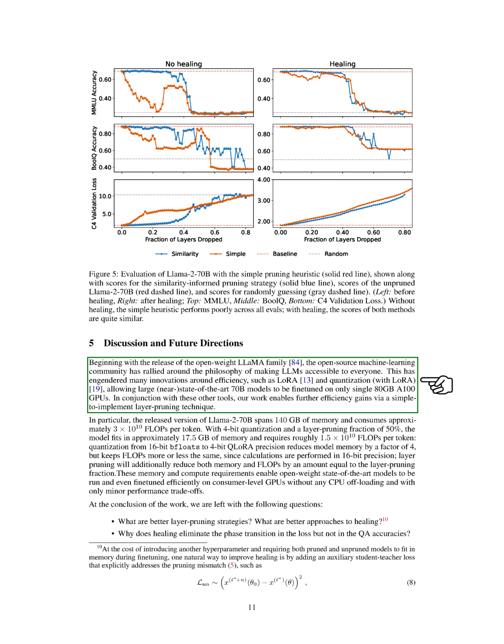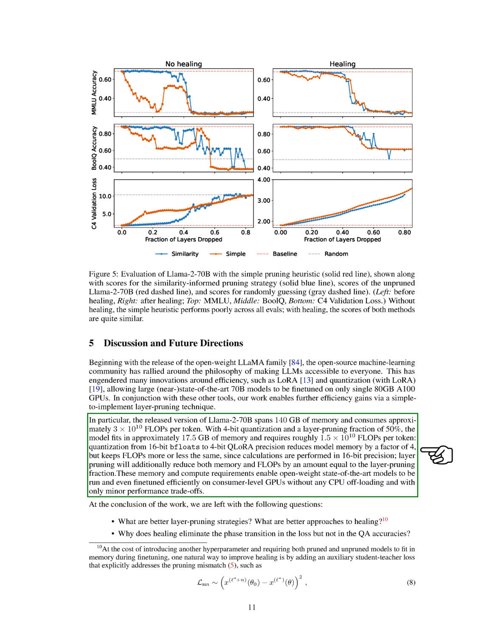Looking ahead, we reflect on the advancements in making large language models accessible to all, such as the open-weight Llama family. Our work, along with other efficiency tools like LoRA and quantization, allows for significant efficiency gains through a straightforward layer pruning technique. By quantizing to 4-bit precision and applying a layer pruning fraction of 50%, we were able to reduce memory and computational requirements substantially, enabling state-of-the-art models to run efficiently on consumer-level GPUs.